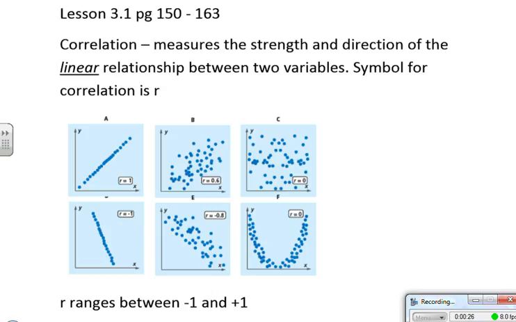So, in other words, what we're going to do now is quantify what we talked about last class with strength and direction and form. The symbol for correlation is R, and it's important that you know that because the calculator is going to label your correlation number as R, and if I ask you for correlation, you need to know what to go get out of your calculator.